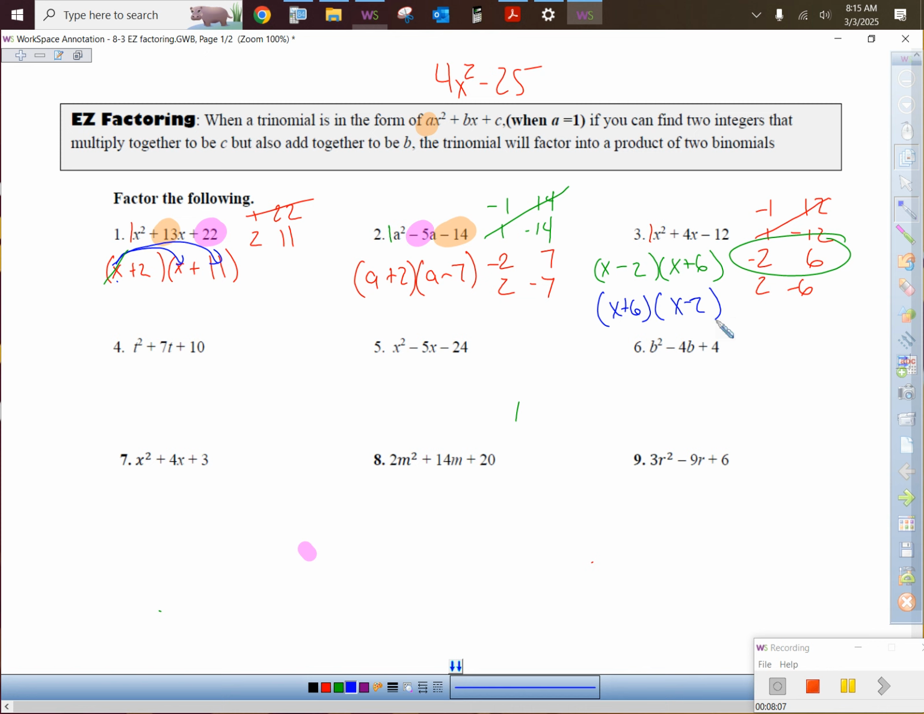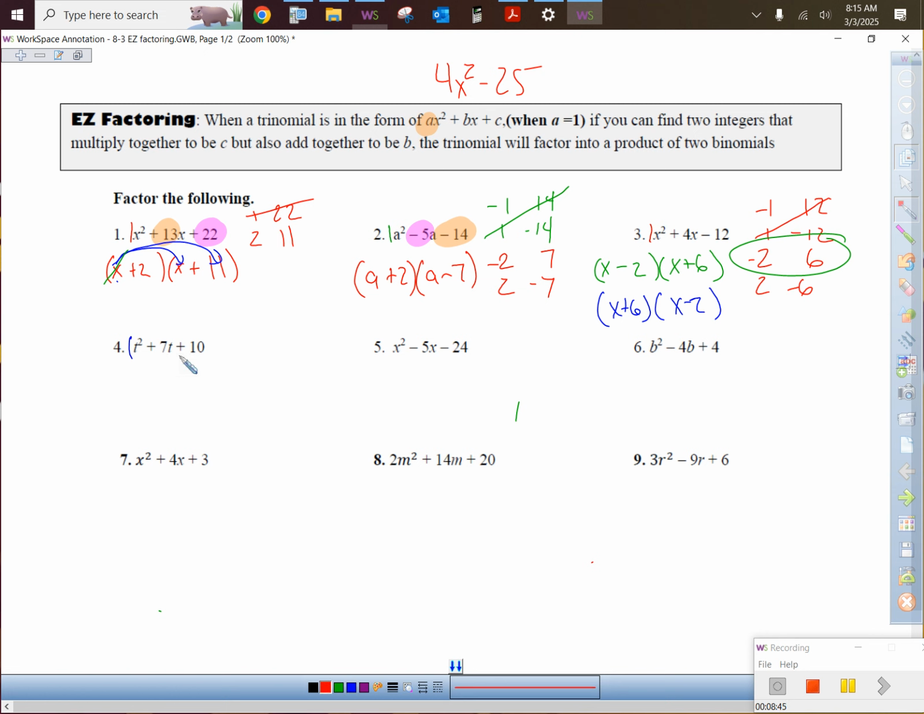Cool. So this is called easy factor, and I made that up because when we do next time's lesson, you'll be like, yep, that last time was way easier than this, right? This is easy factor. And when does it work? When the a value is 1. Let's see if we can find 2 numbers that multiply together to be 10 and add together to be 7, right?